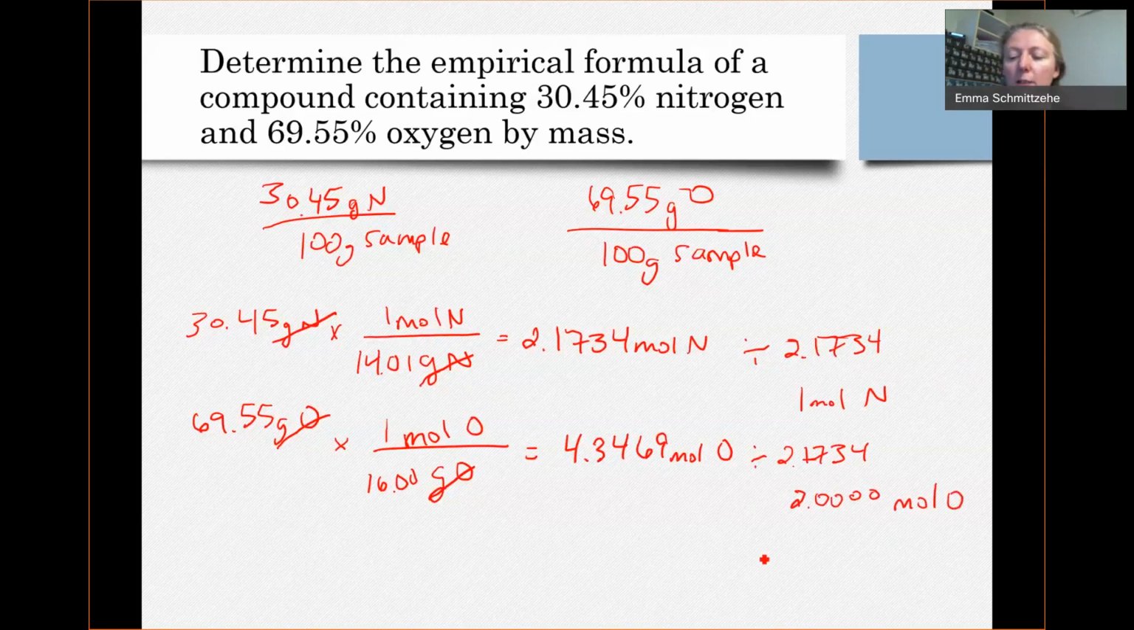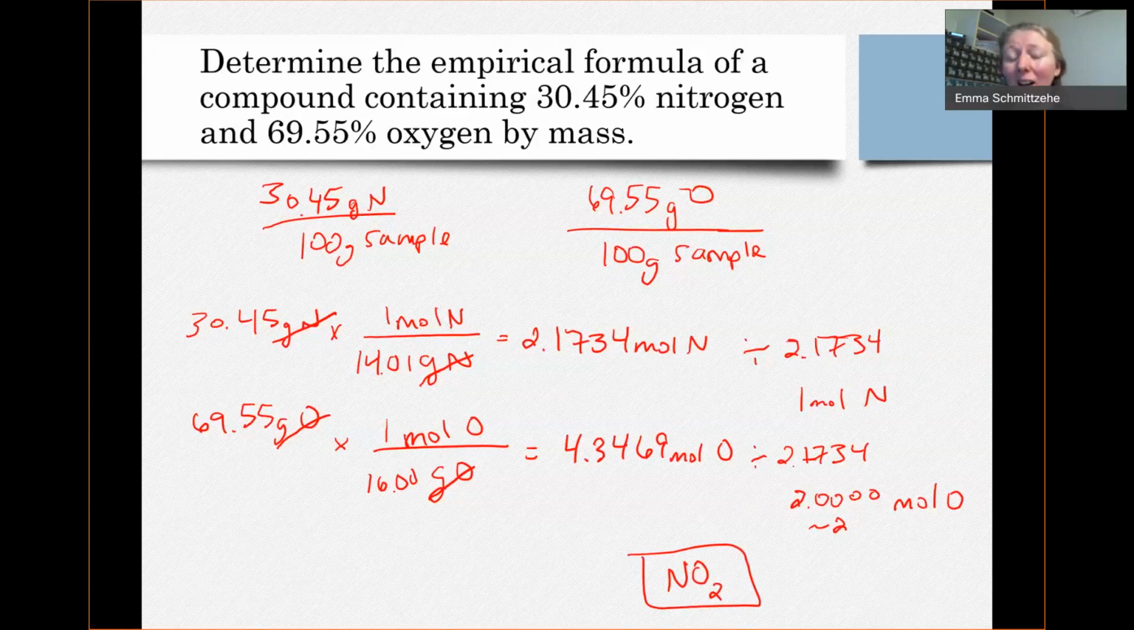Remember, we should be getting somewhere close to whole numbers, so that's close enough to 2. Okay, it's within 0.05 of that. Okay, so that directly is whole numbers. I don't need to do any scaling at this point, so I just put them as subscripts. So NO2 would be the formula, or the empirical formula, I should say. Because in this case, that is 2 nonmetals. So NO2 is the empirical formula.